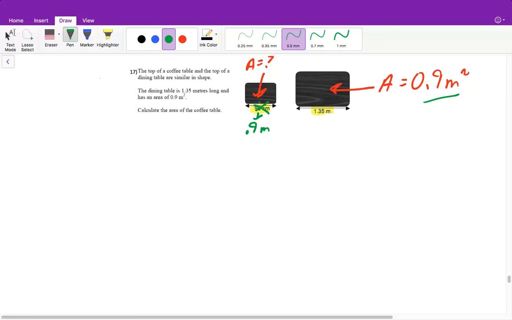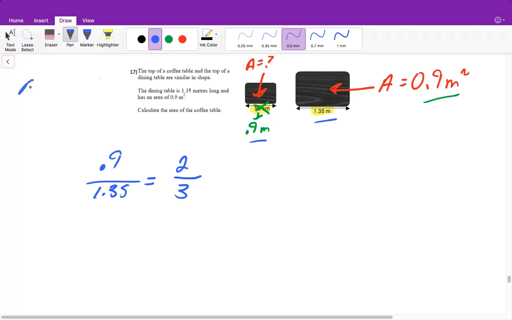All right, so we're no longer going to use the centimeters. So what we need to do first is identify our similarity ratio between the two sides that are given. So we can do 0.9 divided by 1.35. Well, 0.45 goes into both of these, so that would be equal to 2/3.